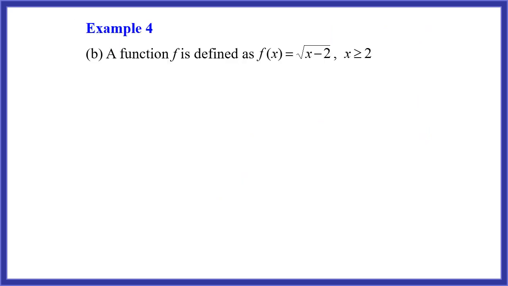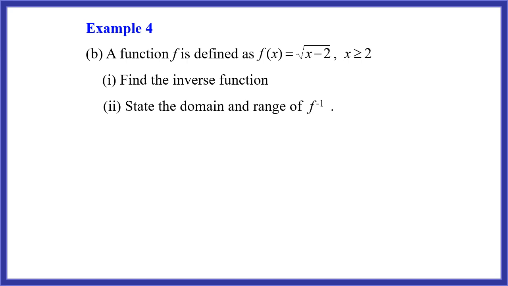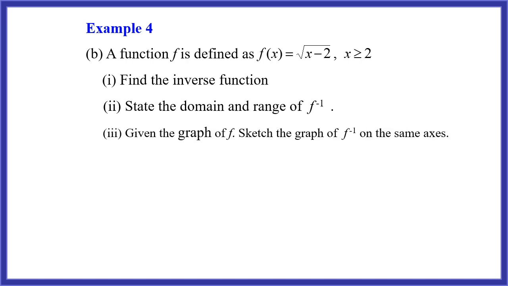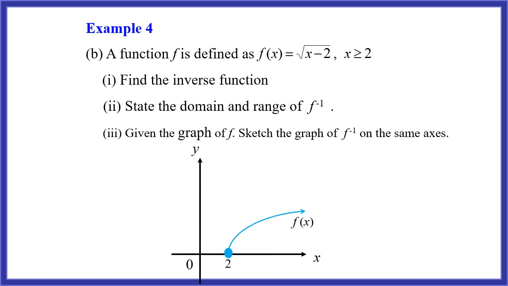Okay, now we continue with question B of example 4. A function f is defined as f(x) equal to square root of x minus 2, where x should be more than or equal to 2. So the first question is to find the inverse function, and then state the domain and range of f inverse, and given the graph of f, sketch the graph of f inverse on the same axis. So they give you the graph of f(x) on the axis here, so they want you to sketch f inverse on the same axis, meaning sketch on this picture.